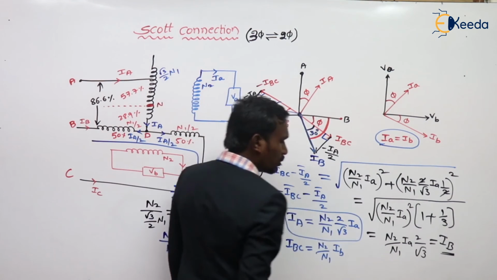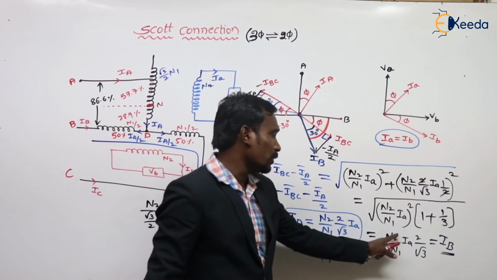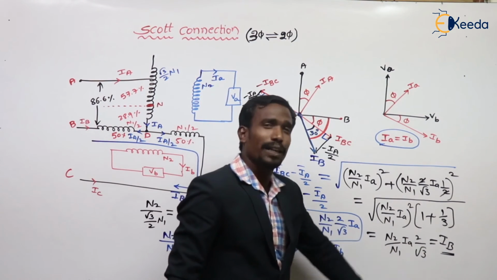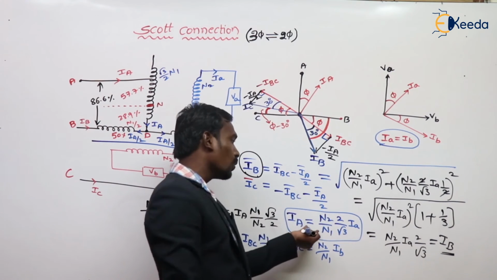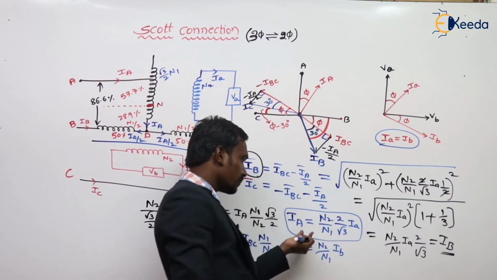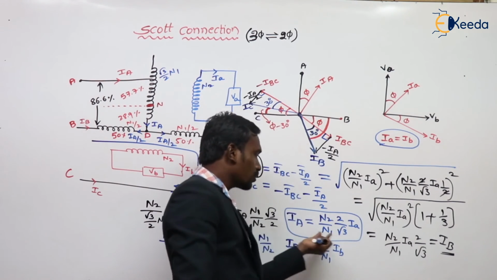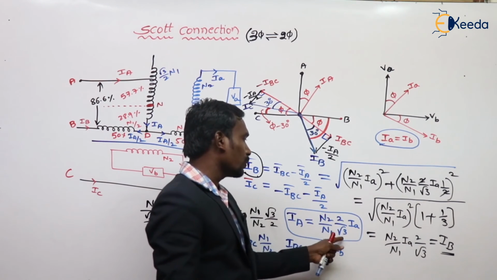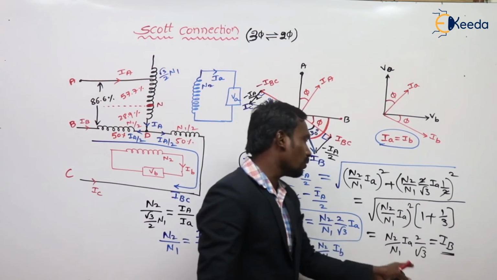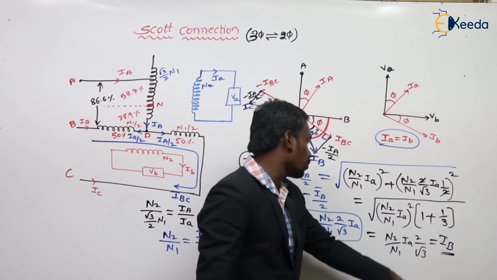IB is equal to N2 by N1 into IA into 2 by root 3. I said, you remember IA. This is very important. You see these two equations: IA is equal to N2 by N1 into 2 by root 3 into IA, and IB is equal to N2 by N1 into IA into 2 by root 3. Same.